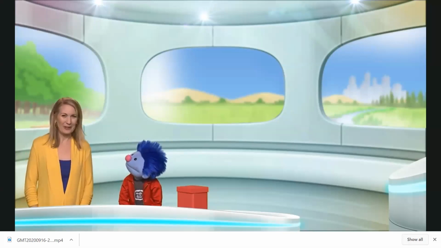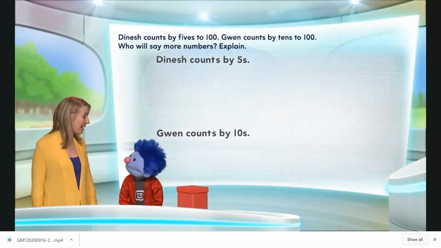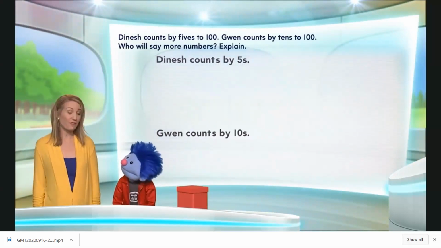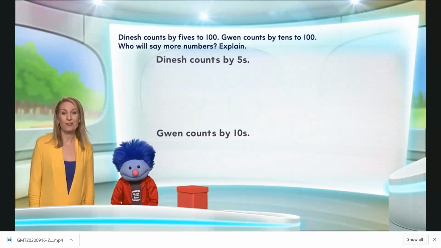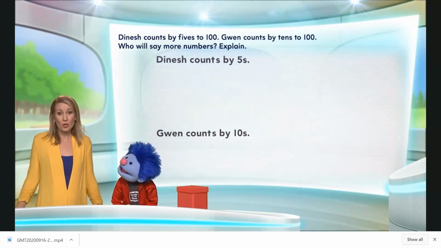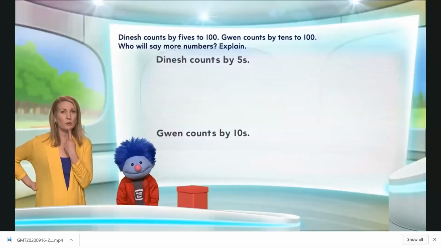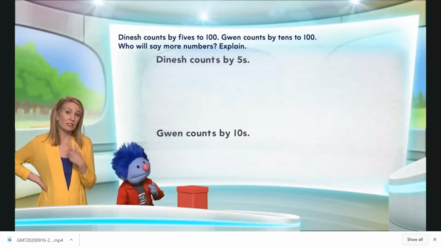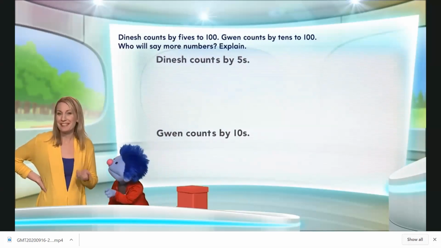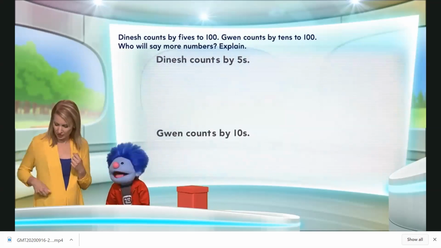Good. Okay, today we are going to be looking at different ways to count to 100. Oh, that sounds exciting. Dinesh counts by fives to 100. And Gwen counts by tens to 100. So who will say more numbers? I don't know. Who will say more numbers, someone counting by fives to get to 100, or someone counting by tens to get to 100? Can we try it and find out? Yeah, let's do it. That's a great idea.